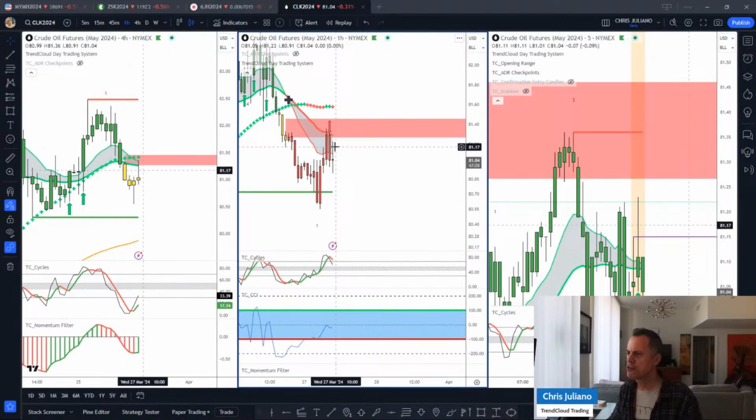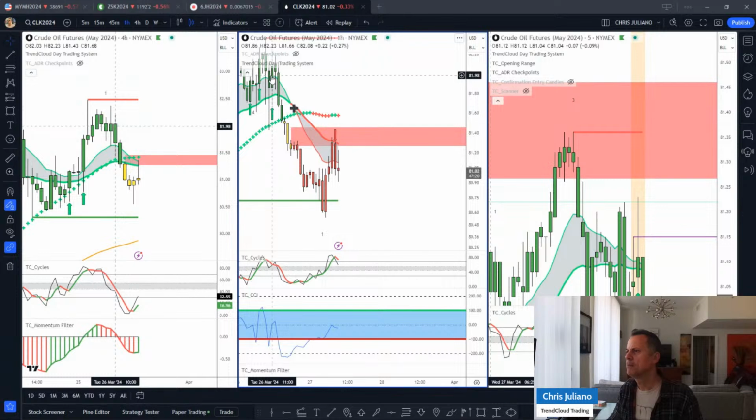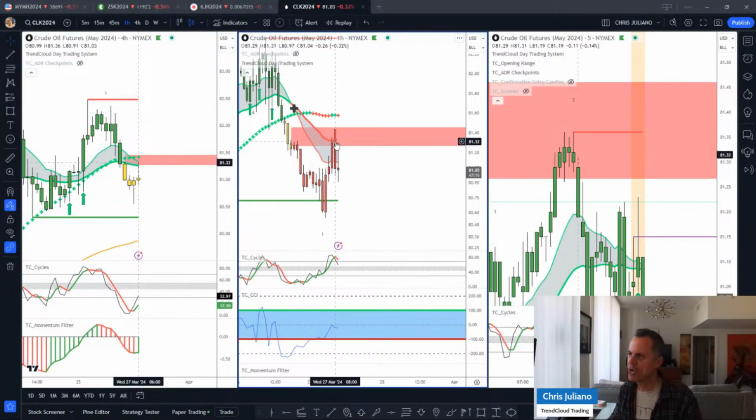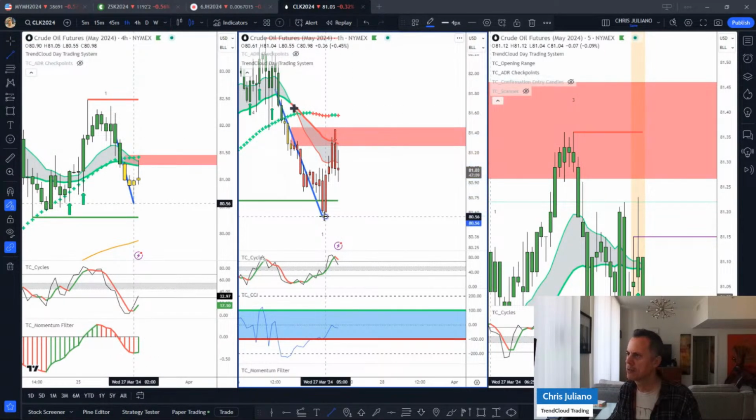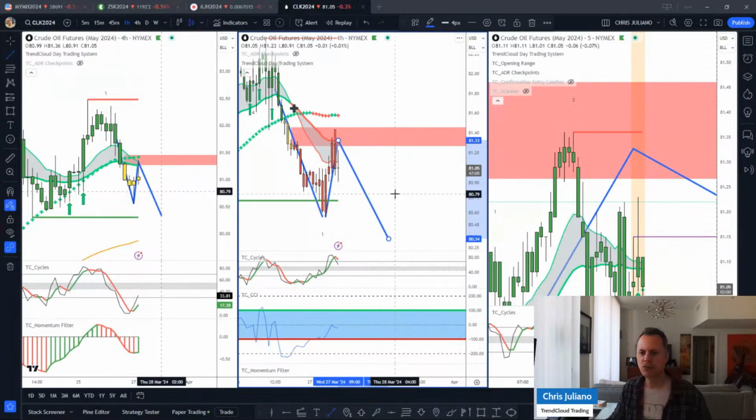On the 1-hour chart, we're cycling down and momentum is down. So we've actually crossed over to the downside. Now we've corrected into the trend cloud. And what comes next, right? Here's your impulse down, correction into trend cloud. What comes next? Impulse down, right? That's what comes next if you're reading TrendCloud.